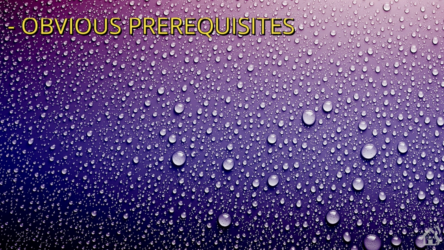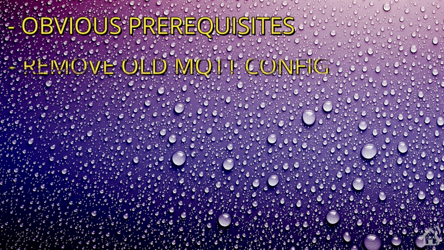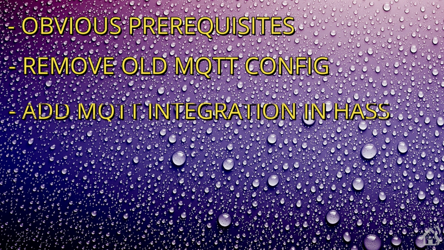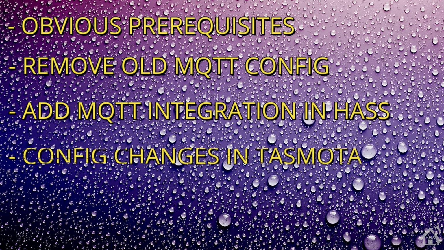For starters, we're going to go over obvious prerequisites. Once we do that, then we are going to remove our old MQTT config, since we've been using the old legacy method all along. Once that's done, then we're going to add the new MQTT integration into Home Assistant, make a few config changes in Tasmota, and then lastly, we'll show you what that looks like in action. So let's get started.